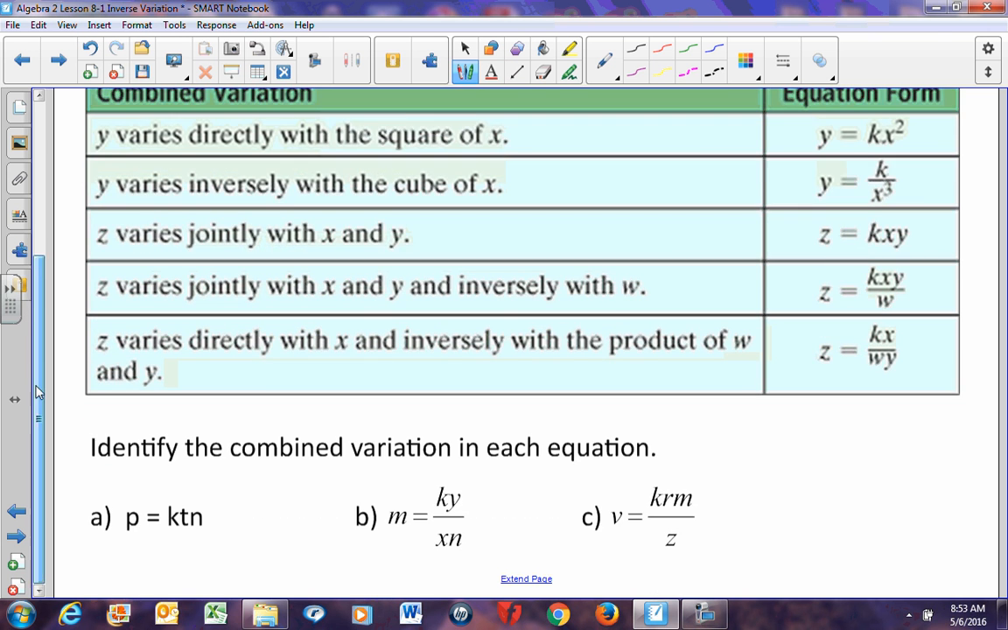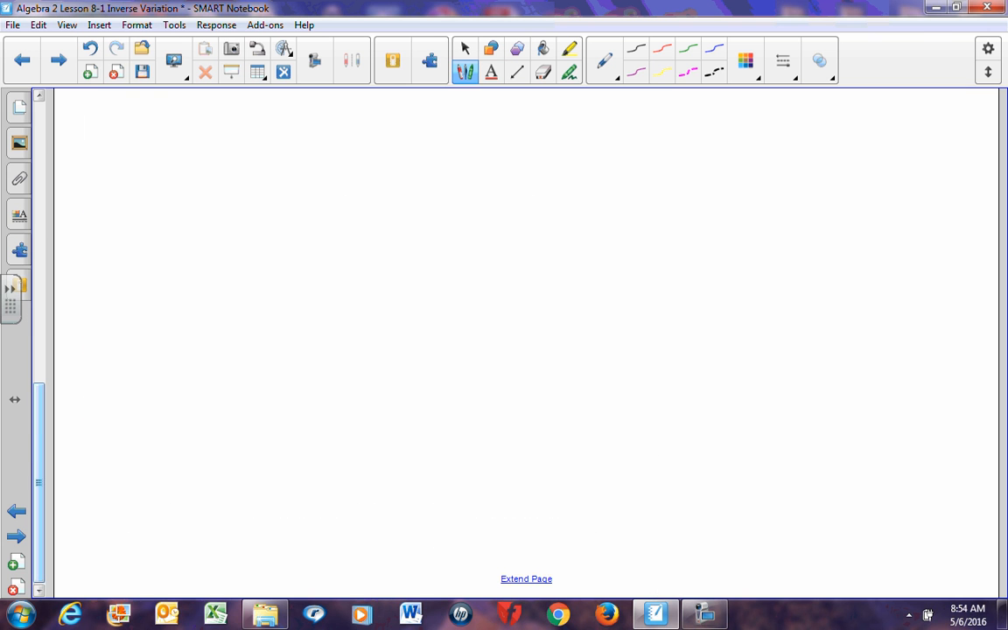So we're going to look at some variations here. We're going to try to determine what type of variation they are. If we look at this, we've got p equals ktn. Remember, k is always your constant of variation. Everything's multiplied, so that's joint variation. So we have a joint variation, and we're going to explain that variation. So basically p varies jointly with t and n.